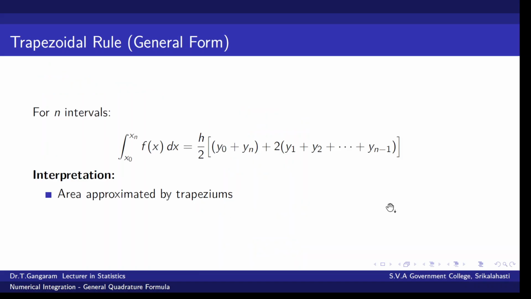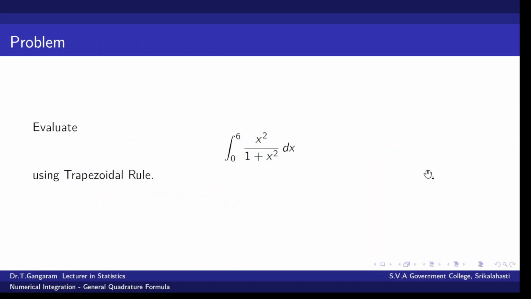The general form is, you need to remember this formula, the trapezoidal rule. For n intervals, the integral from x naught to xn of f of x dx is equal to h by 2 into first term plus last term, y naught plus yn, plus 2 into remaining terms. Here the area is approximated by trapezoidums.